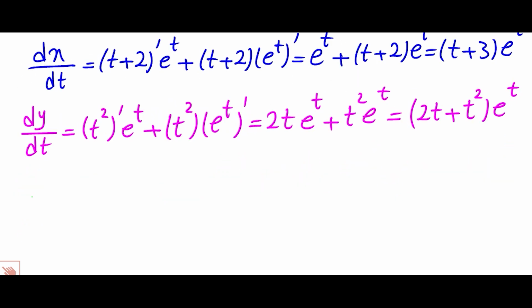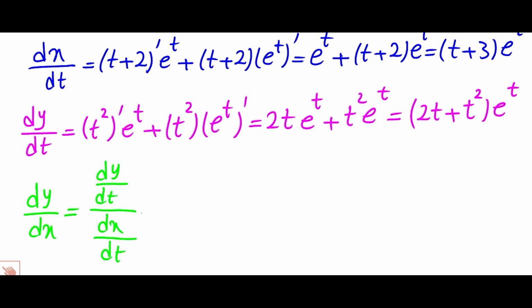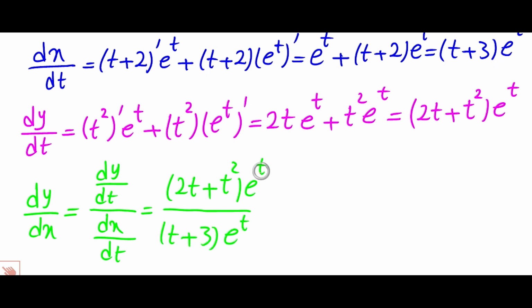So dy/dx is equal to dy/dt over dx/dt. We have dy/dt equals (2t plus t squared) times e to the t over dx/dt equals (t plus 3)e to the t. So the e to the t terms cancel. So we have (2t plus t squared) over (t plus 3). That's it. It's very simple.